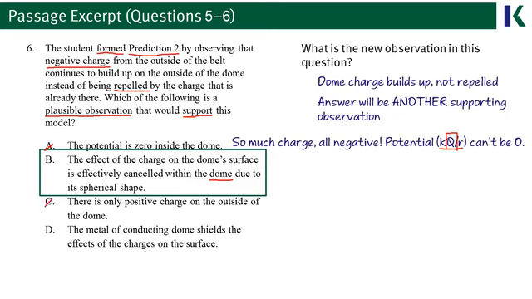Choice C is wrong because it contradicts what we know about the generator and the question stem. The question stem says negative charge builds up on the belt, but choice C says there's only positive charge?